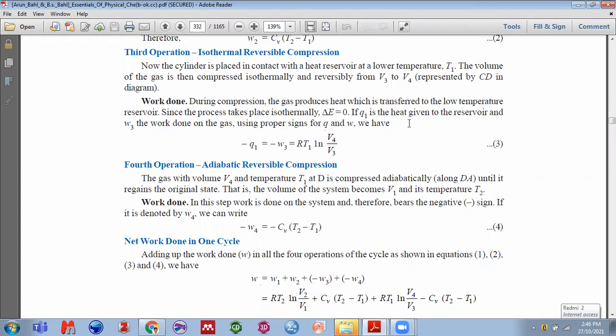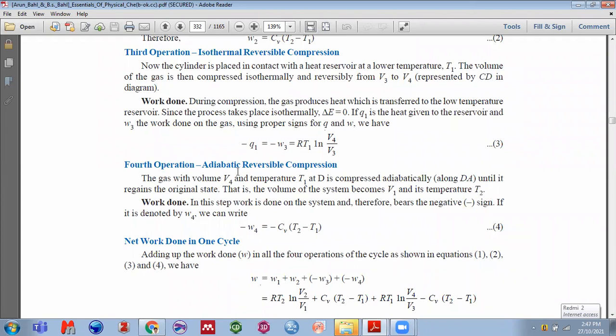If Q1 is the heat given to the reservoir and W3 the work done on the gas, using the proper sign for Q and W, we have minus Q1 equal to minus W3 equal to RT1 ln V final by V initial, that is V4 by V3. This is equation number 3.